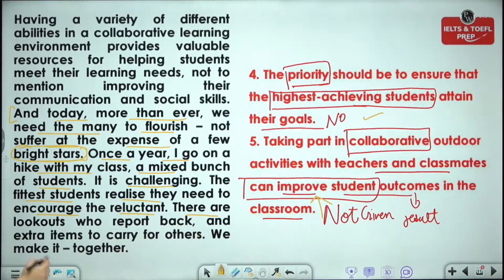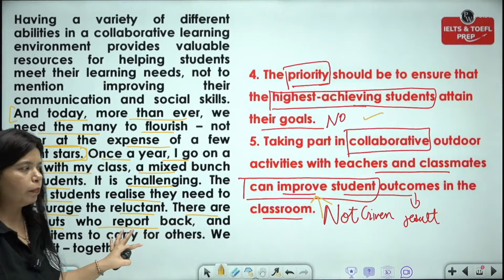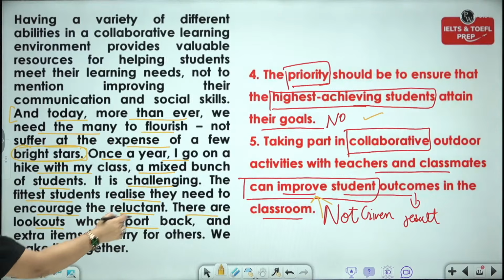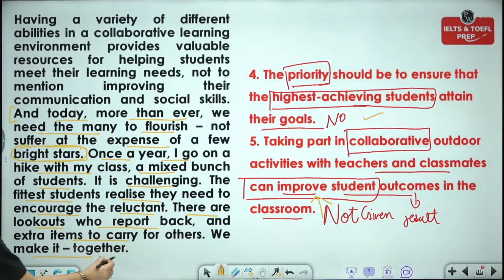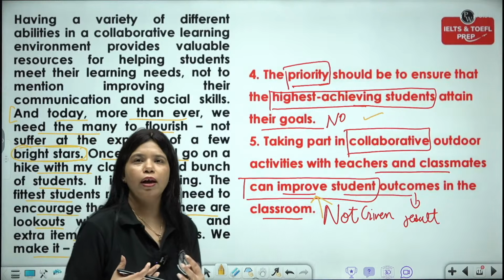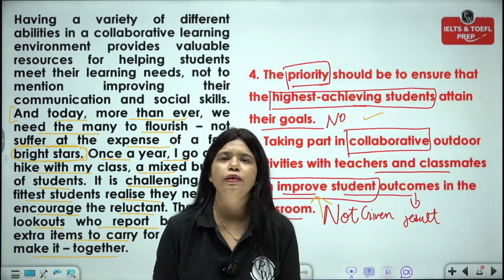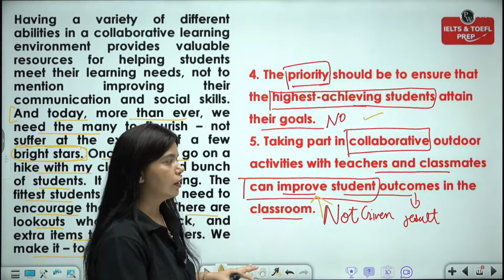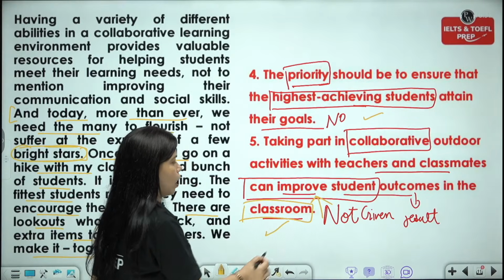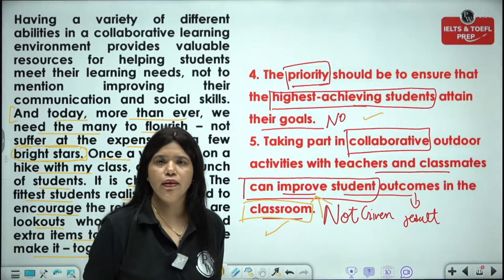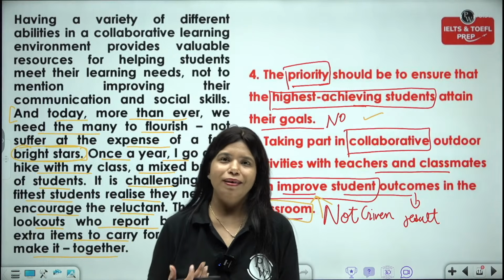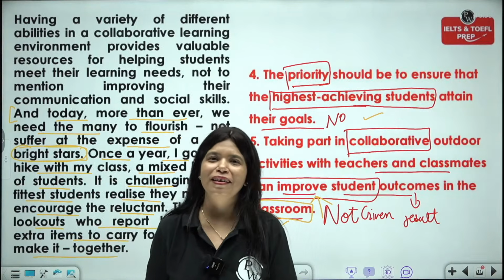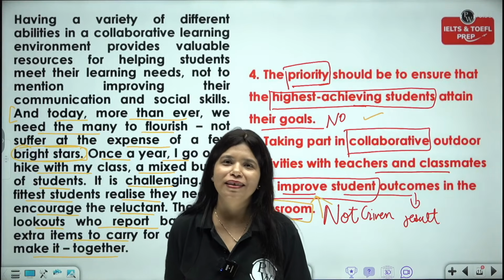Then it's written there are lookouts who report back. Lookouts means people who keep an eye on others. That's what they are meaning here by the word lookouts. So there are lookouts who report back and extra items to carry for others. We make it together. So that means the outdoor activities, they make it fun together, they make it successful together. But where is it written that it can improve student outcomes in the classroom? Fine, they are talking about outcome here. In outdoor activities, they are saying we make it together, but they are nowhere talking about result in classrooms here, which is why it's not given.